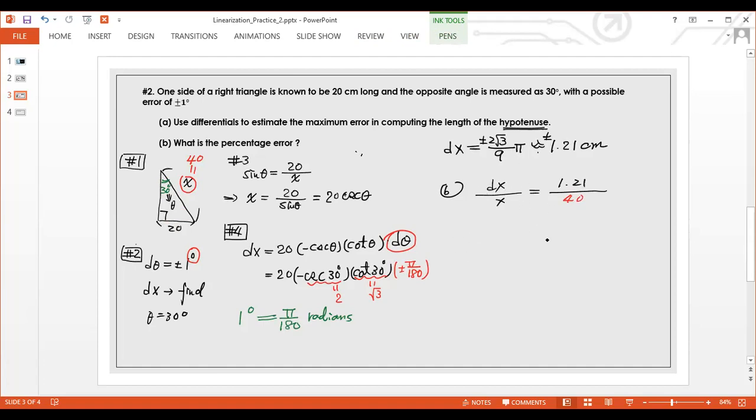So we're going to have very close to 0.03. So that means close to 3% error here. That means if my measurement error has 1 degree difference, then my x is going to be offset by about 3% of the true x values here, the true hypotenuse values here.